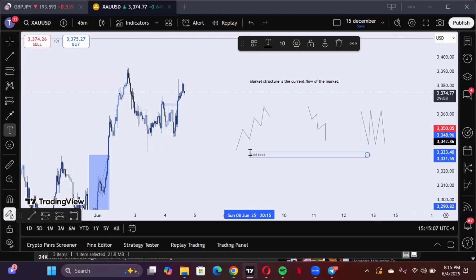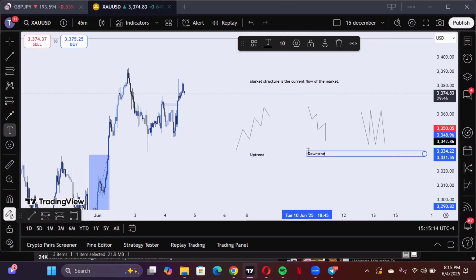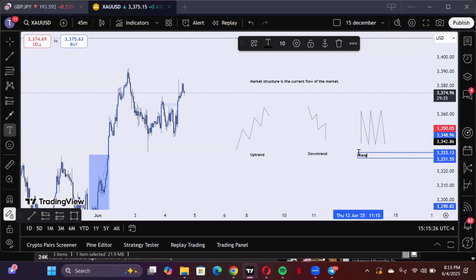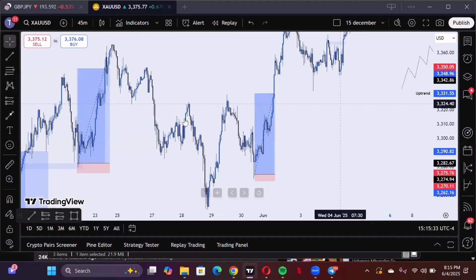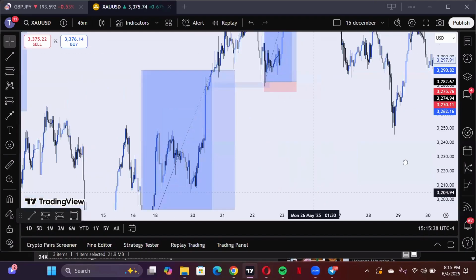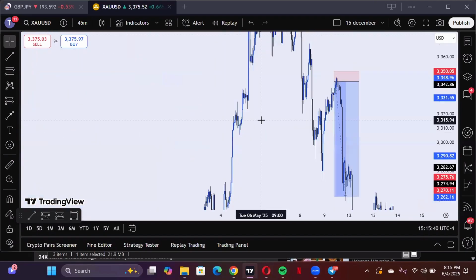Either it's on an uptrend, or it's on a downtrend, or it's ranging. So when market is moving from one point to another, it's either trending to the upside or to the downside, or it's ranging. It's basically something like this. For example, this here is an uptrend.